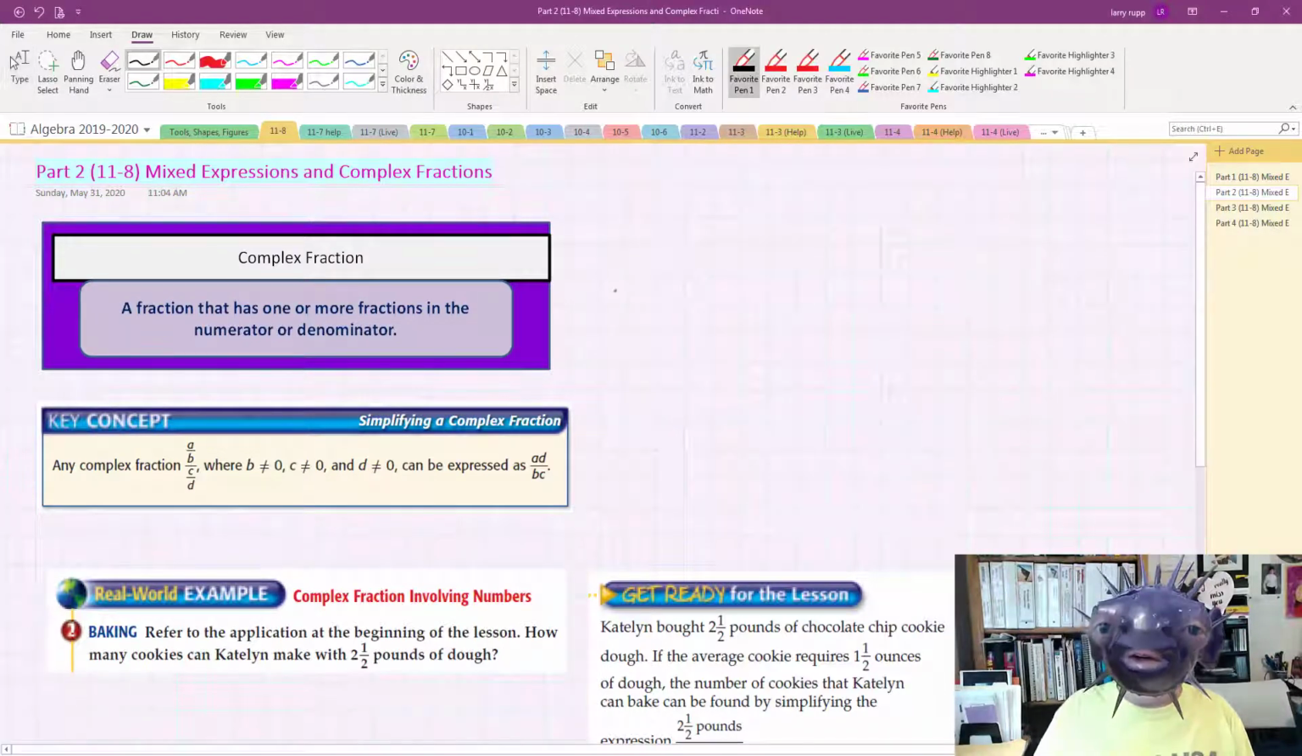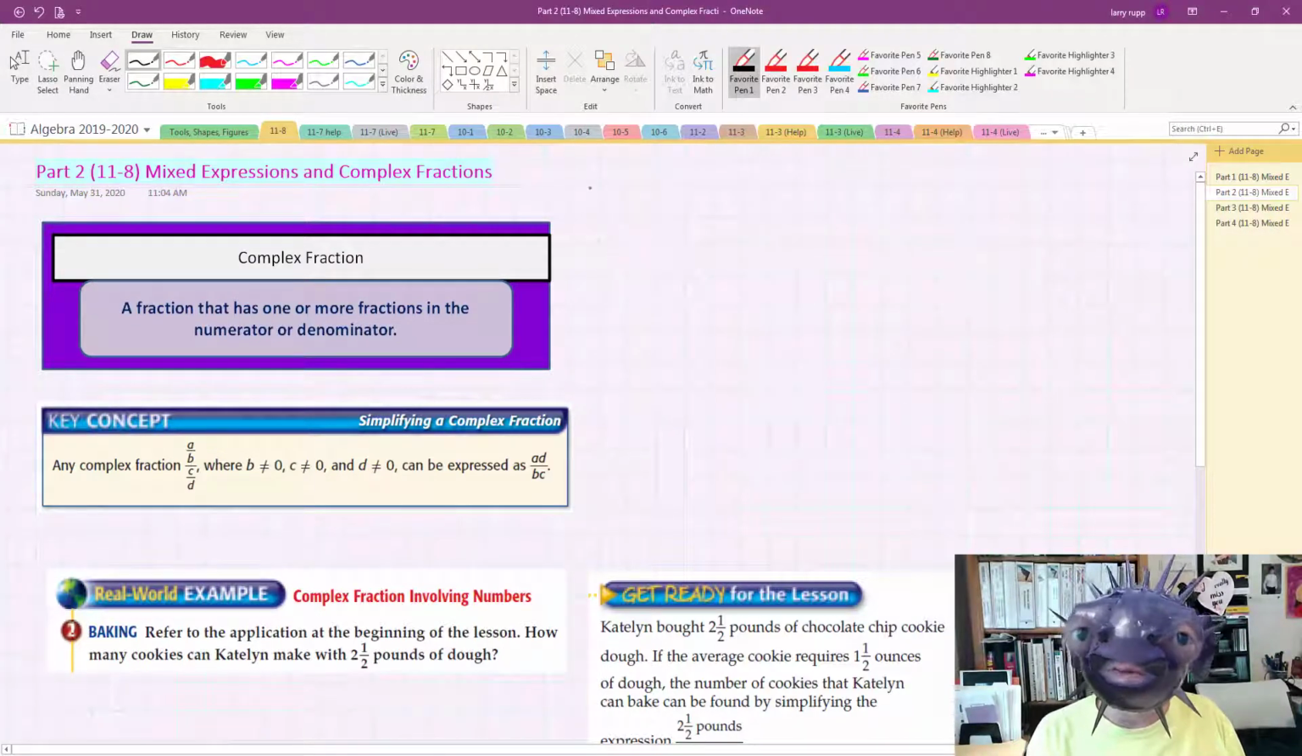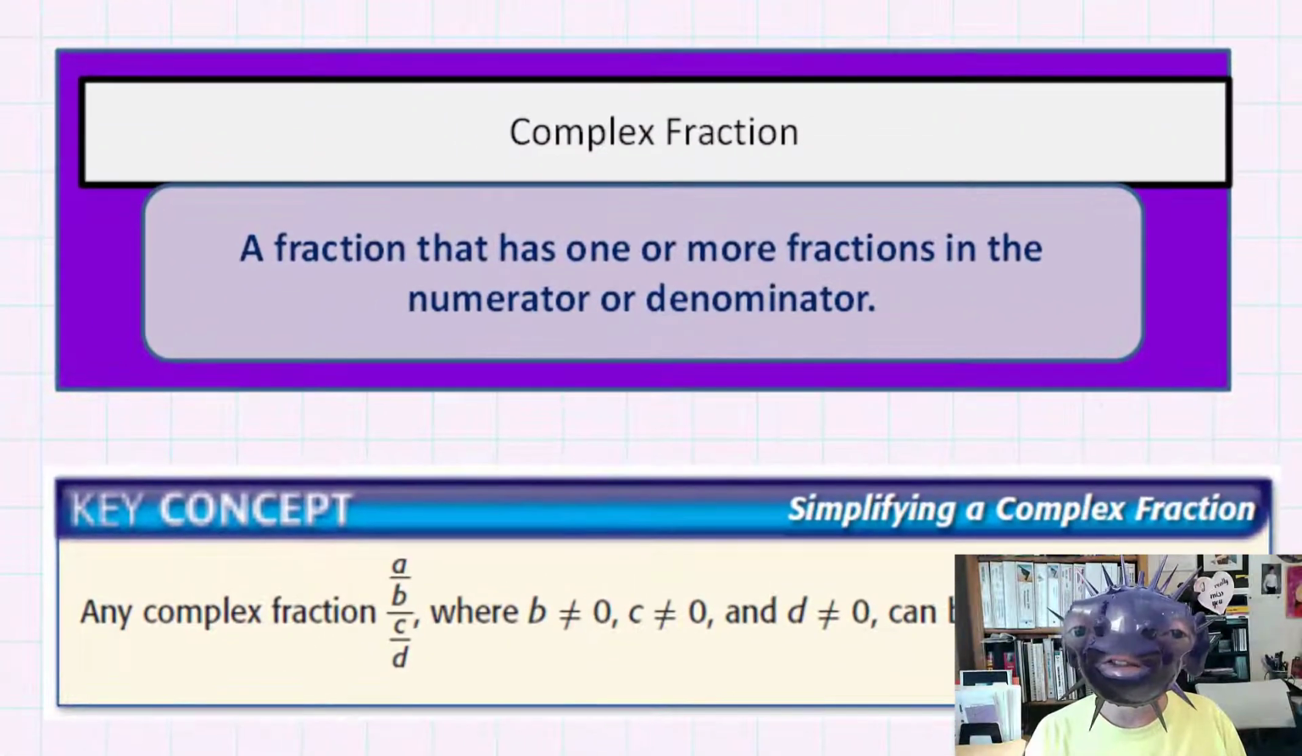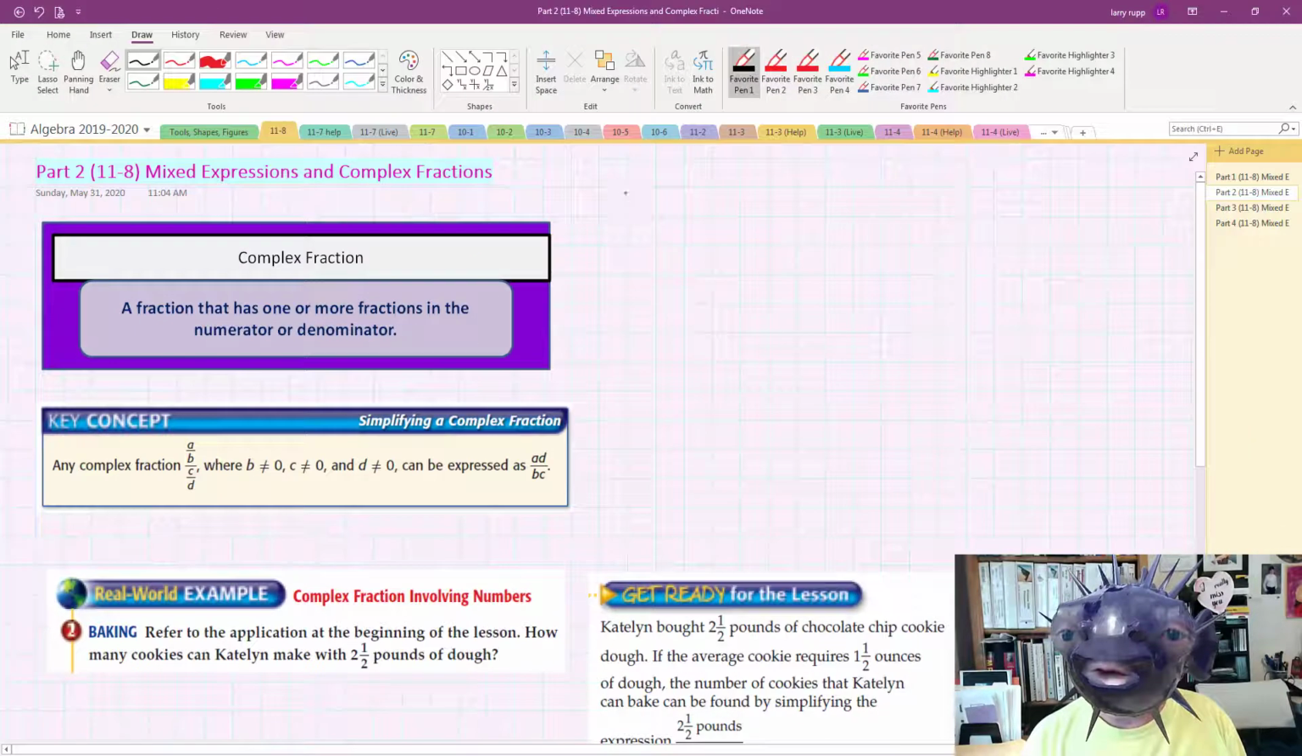Alrighty. So here now we have complex fractions. And if you thought fractions were bad, complex fractions are bad squared. A complex fraction is a fraction that has one or more fractions in the numerator or denominator, or both. That's right. So here's a numerical example.